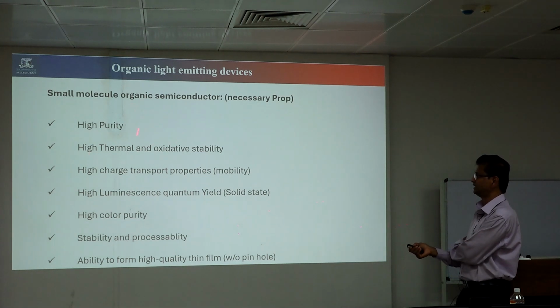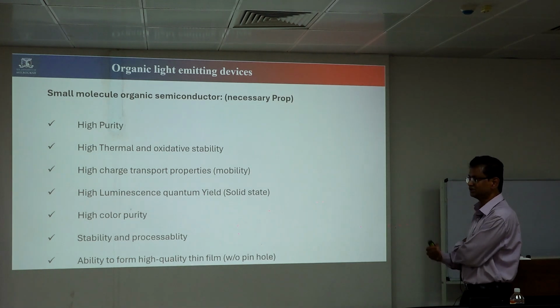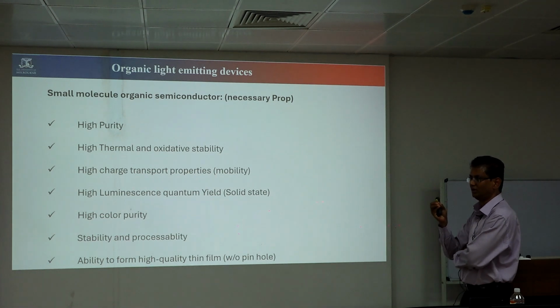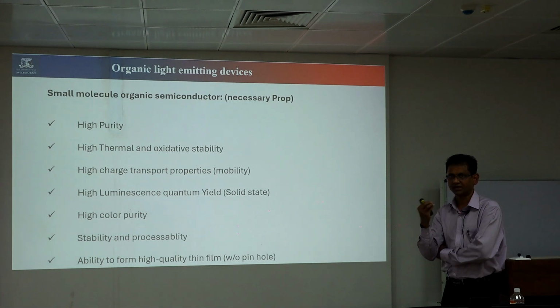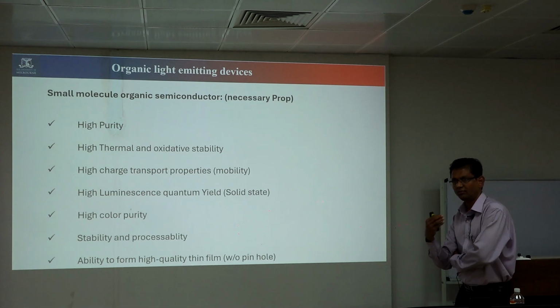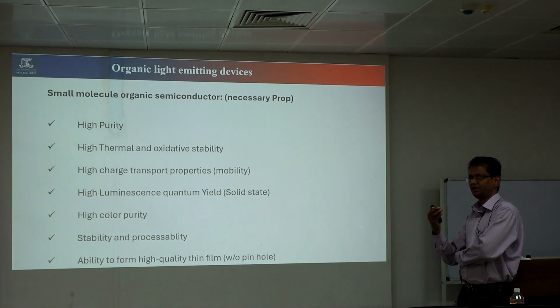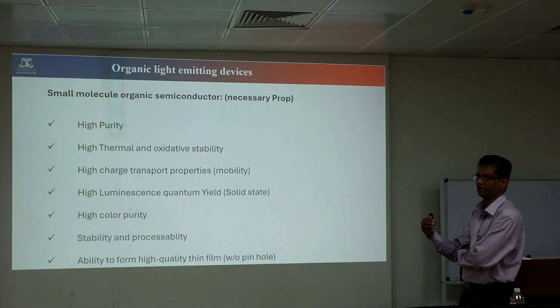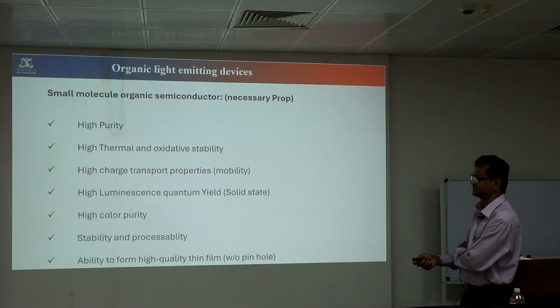The first is, as I said, the material should be high purity. That's why most of the organic materials are small molecules. With small molecules, we can have high purity because they have a finite molecular weight. We can also maintain high purity by doing the crystallization process.